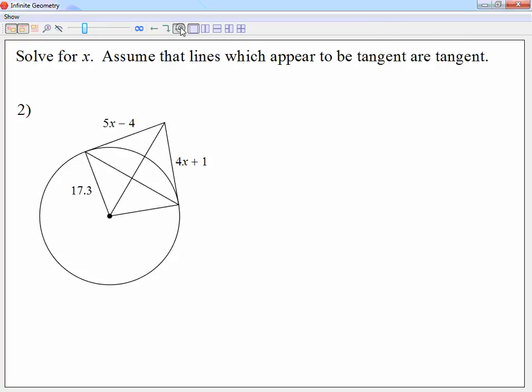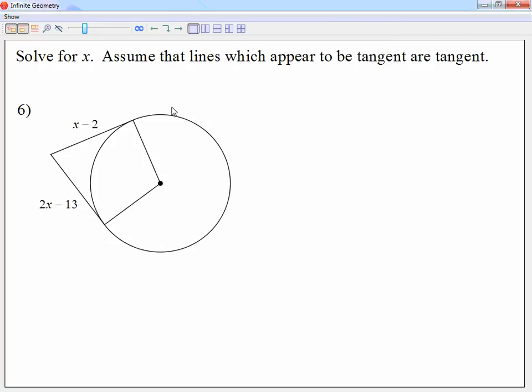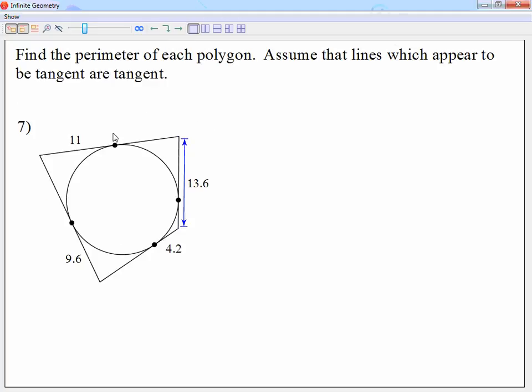Alright, so let's take a look at number 7. For number 7, we followed the same idea that two tangents that meet outside of the circle have the same length. So looking at this one, it's 11. I'm going to say this other side right here should also be 11. If I look at the bottom, this is 9.6. So I'm going to say the other part should also be 9.6.